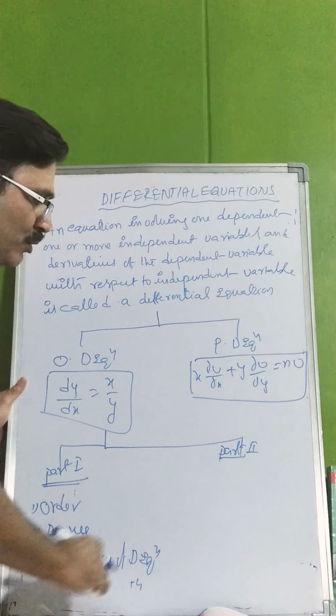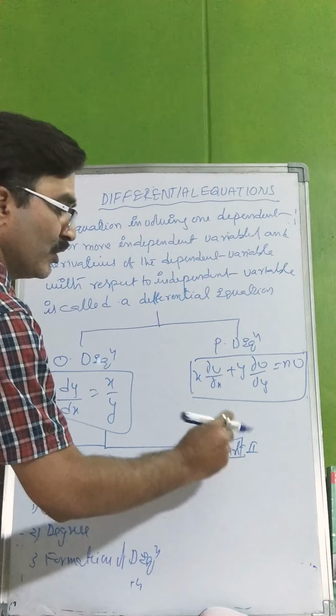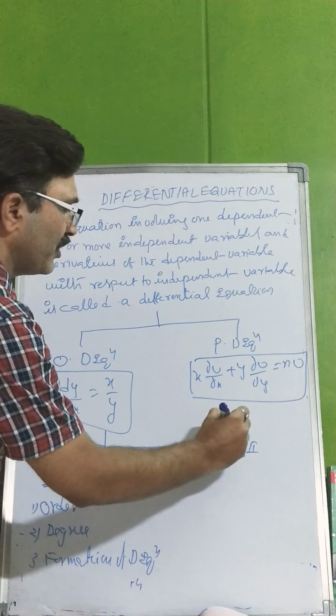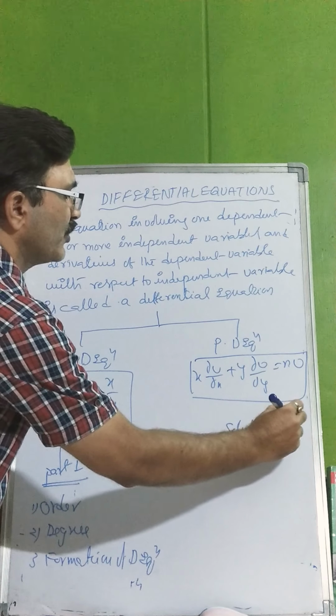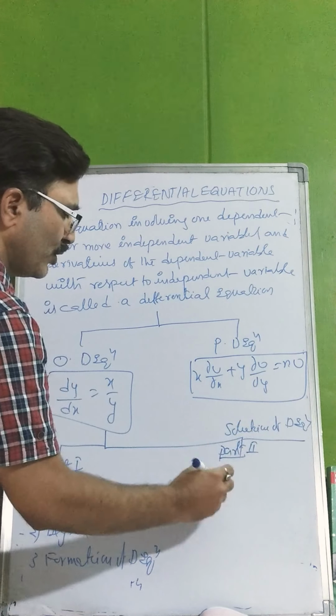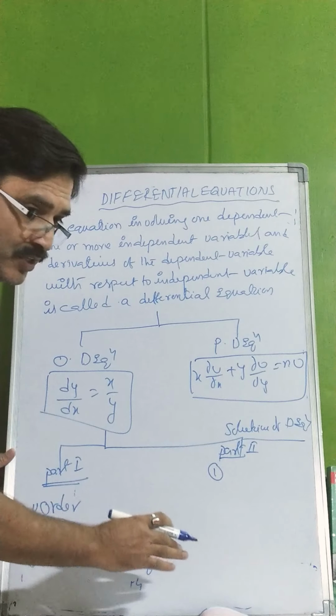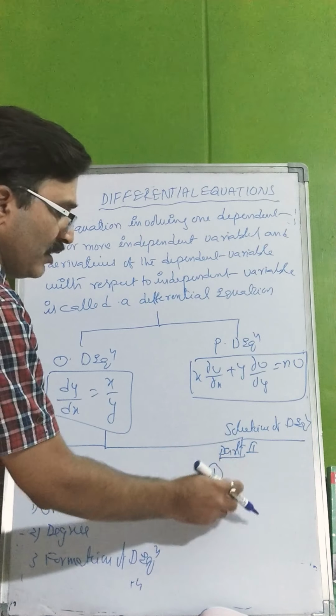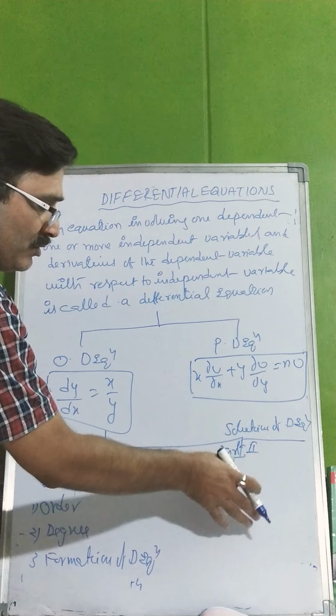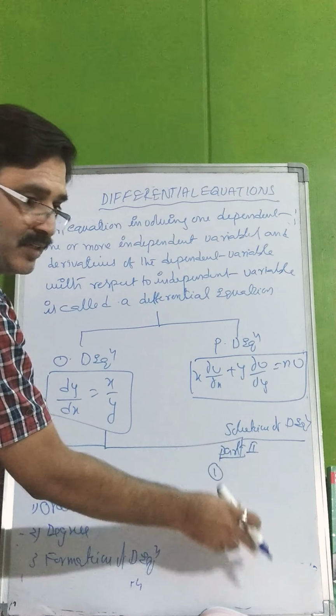Now you see here part 2. What is meant by part 2? Part 2 is very clear: solution of differential equation. Part 2 means solution of differential equation. We are going to discuss the solution of differential equation up to mains level. There are 7 levels, these are the types, the ways of solving the differential equation.